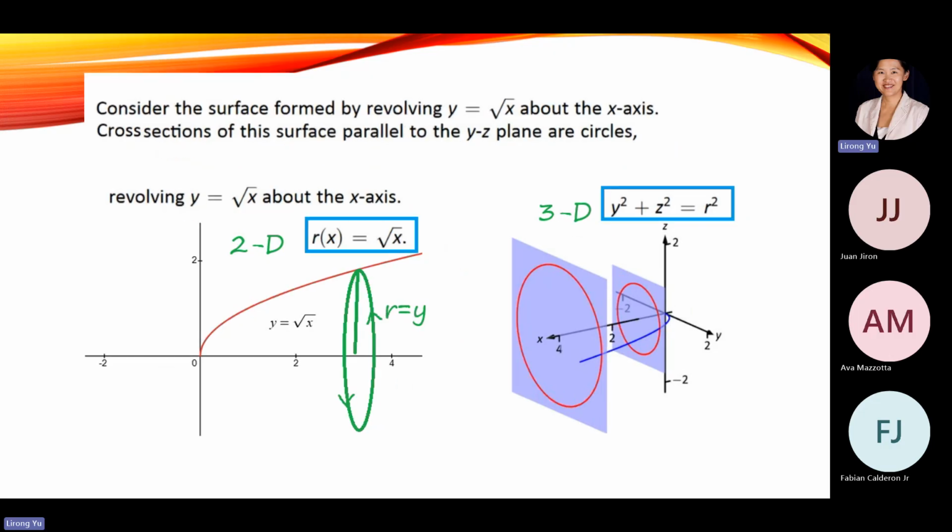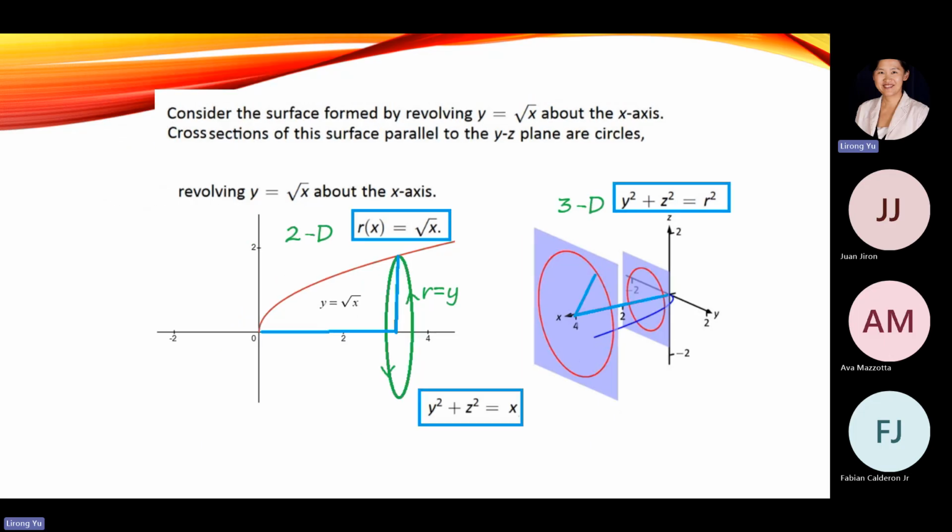These two equations are really the key connection between the two-dimensional case and the three-dimensional case. Originally, y equals root of x is a two-dimensional equation. After the rotation, we're able to form a three-dimensional surface. So within these two, squaring both sides of r equals root of x, we have r squared equals x. So finally, we have that surface. This three-dimensional surface is y squared plus z squared equals x.